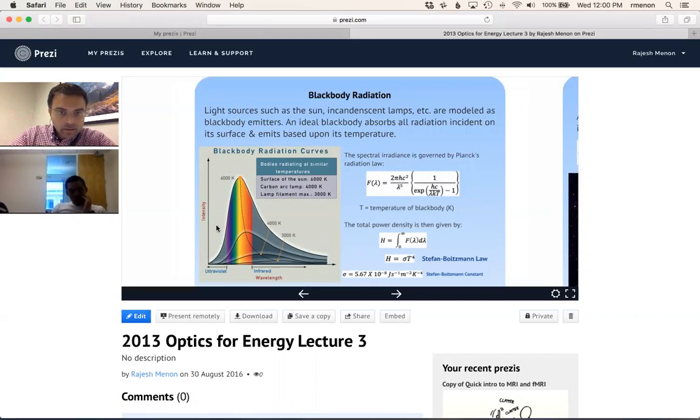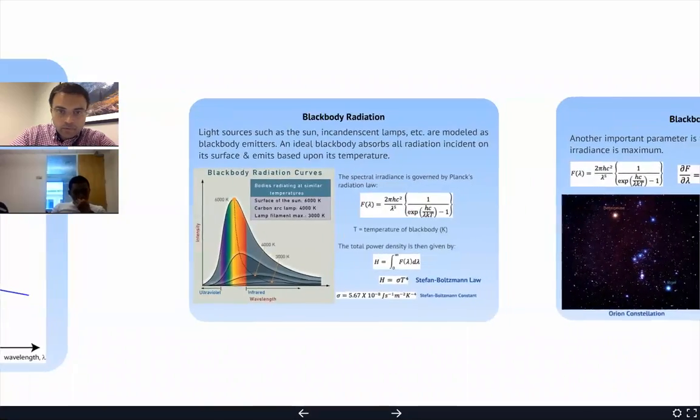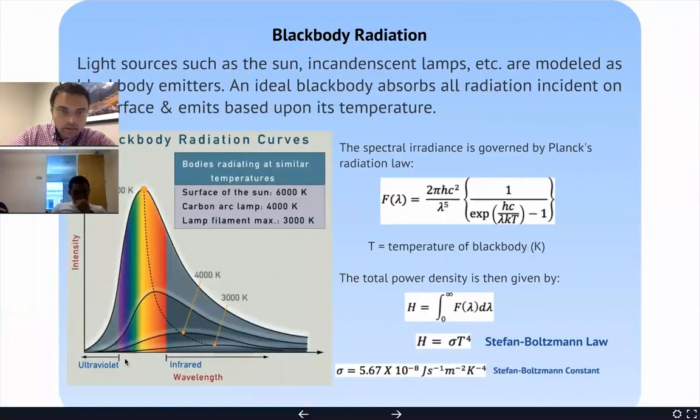And also you can look at these curves, which is basically the, sorry, let me go back. These are example blackbody curves at different temperatures. So you can see 3000 Kelvin has this curve, 4000 Kelvin has this curve, maybe 5000 Kelvin is that, and 6000 Kelvin is that. So you can see, this is intensity, by the way, this is wavelength. As the temperature increases, clearly the total power density also increases, which is the area under this curve.